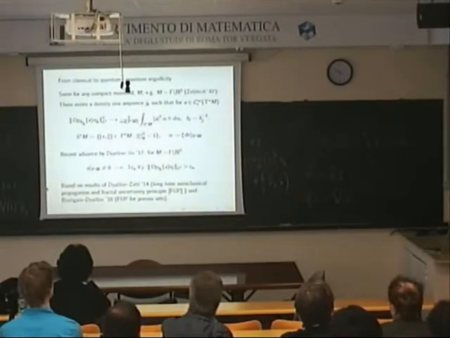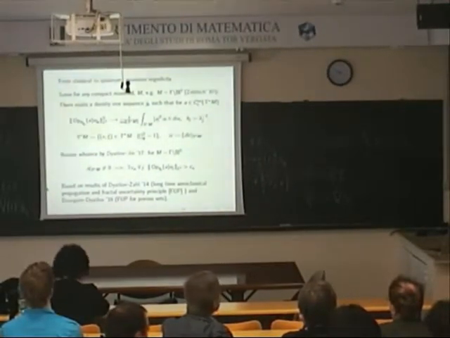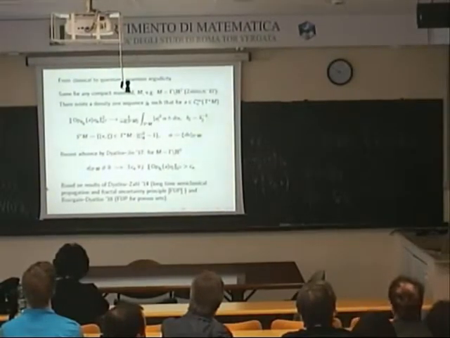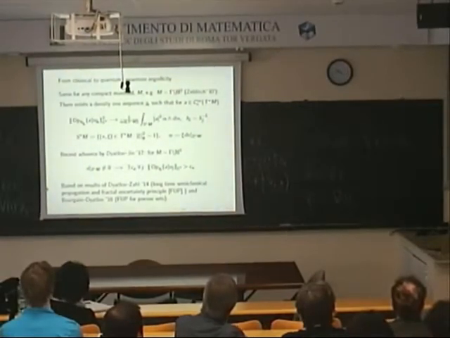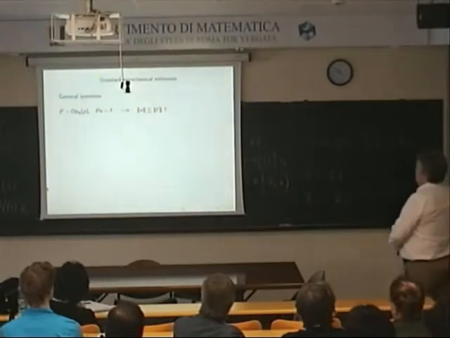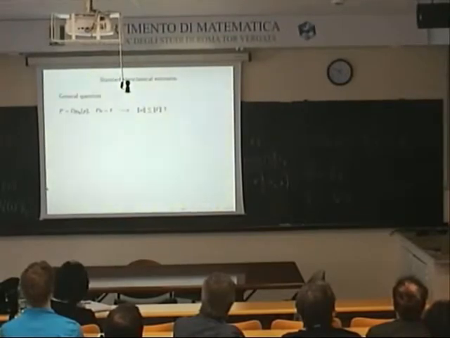And this is based on the earlier work by Dyatlov and Zahl and the work of Bourgain-Dyatlov on something called the fractal uncertainty principle. So this is a recent example of a result in which classical dynamics, because they use a lot about the classical strongly hyperbolic dynamics on this manifold, is used to conclude something in spectral theory. So to a mathematician, it's kind of quantum mechanical.